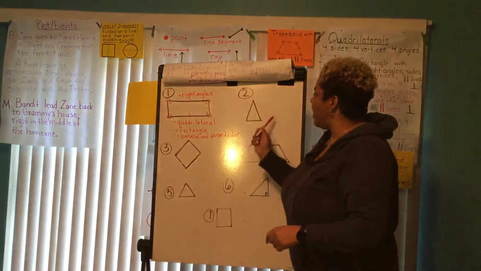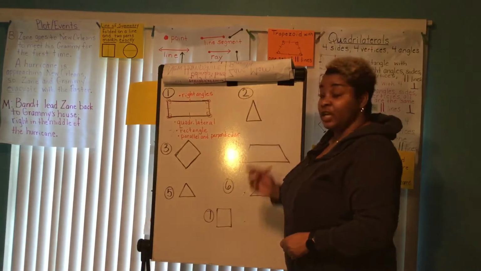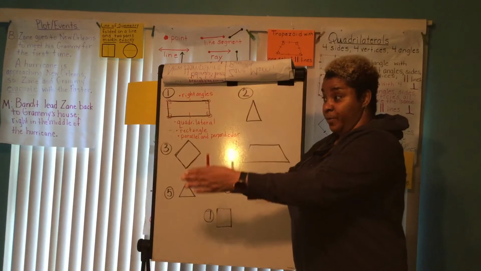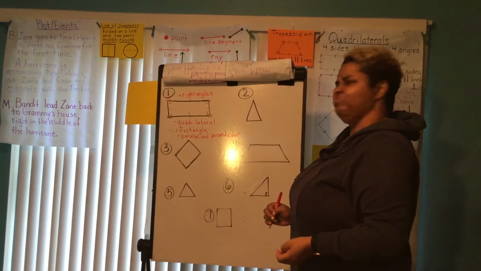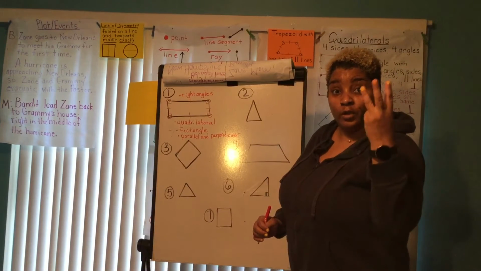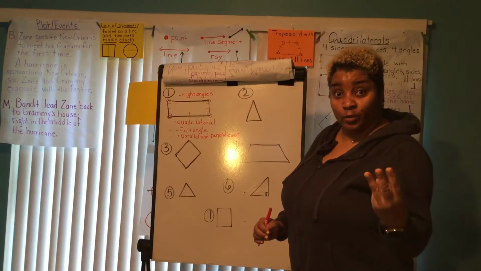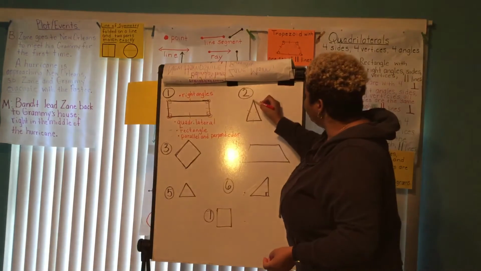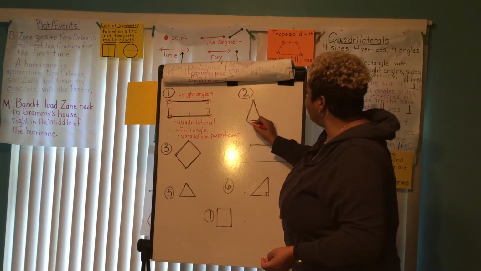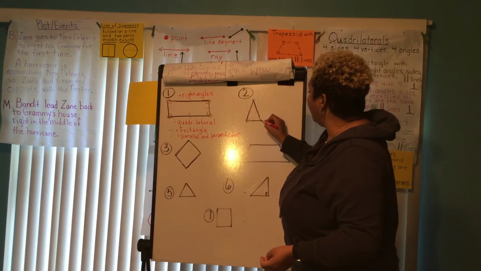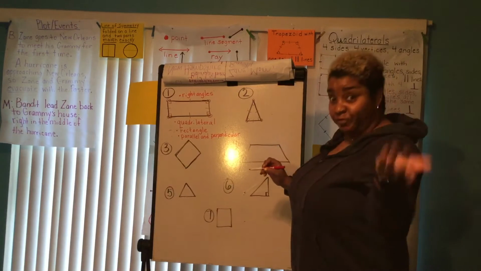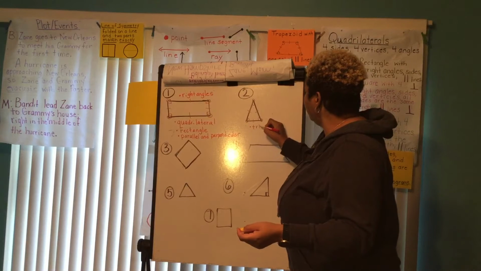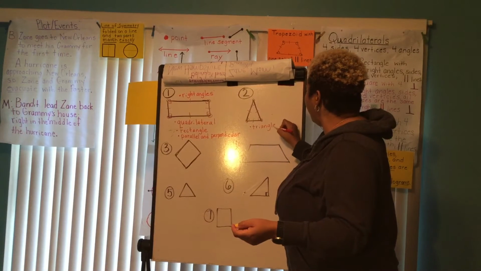I want us to describe number 2. Is it a quadrilateral? 4 sides, 4 vertices, 4 angles? Some are parallel, some are perpendicular. Is it a triangle? 3 sides, 3 vertices, 3 angles. Let's see. 1, 2, 3. Vertex 1, vertex 2, vertex 3. Angle 1, angle 2, angle 3. So the first thing I'm going to describe it as is a triangle. Great job.